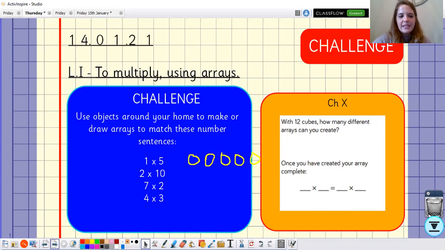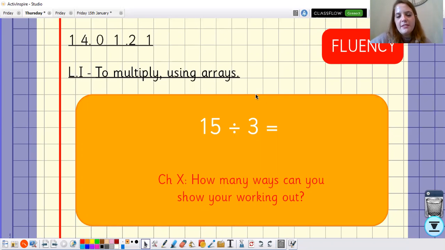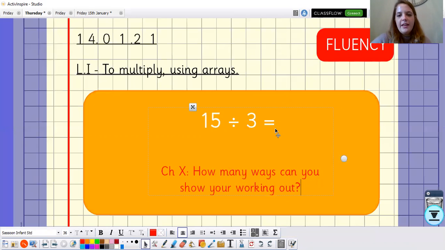Okay, to end our maths learning today, we're just going to have a quick look at our fluency number sentence, which is a division number sentence today. So we have got 15 divided by 3. How many ways can you show you're working out 15 shared into 3 groups? Have a little go at that one for me. Okay, I wonder which answer you found. The answer to 15 divided by 3 is 5.